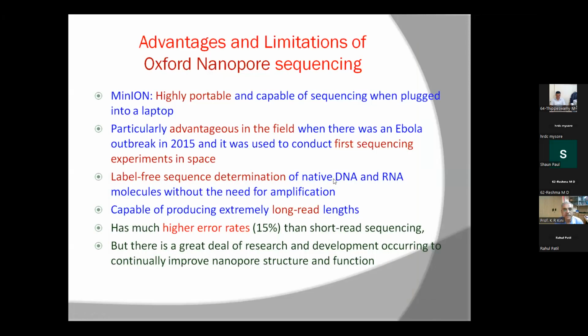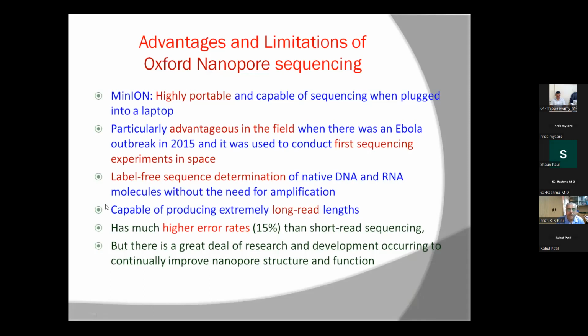So, advantages and limitations of this. This is the MinION, highly portable, and it is capable of sequencing when you can plug it into a laptop. On your small laptop, you can connect it and do the sequencing. And this is particularly advantageous in the field. When there was an Ebola outbreak in 2015, this was used in the field to sequence the virus strains. And this was also used to conduct the first sequencing experiments in space, on the ISS.